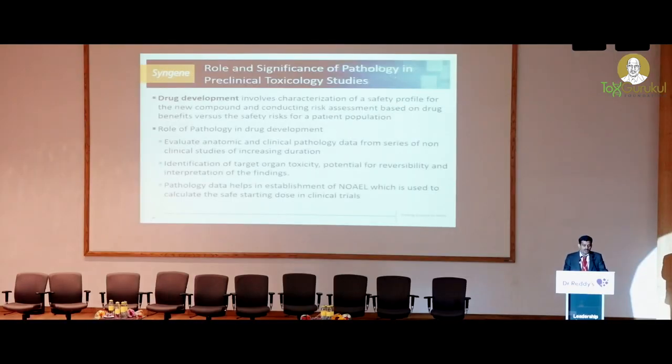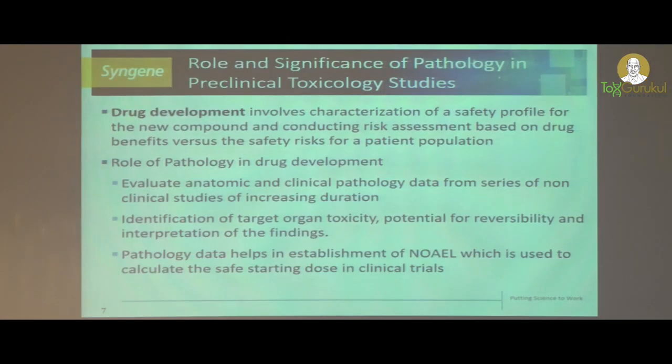Drug development involves the characterization of the safety profile of the compound under investigation and conducting the risk assessment based on drug benefit versus safety liabilities to the intended population. The role of pathology involves the evaluation of clinical pathology and anatomic pathology data, and seeing whether those observed findings are related to the test item or not. The pathology data helps in the establishment of the no observed adverse effect level, which is used to calculate the safe starting dose in the clinical trials.